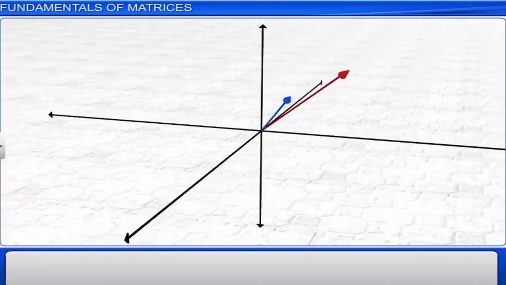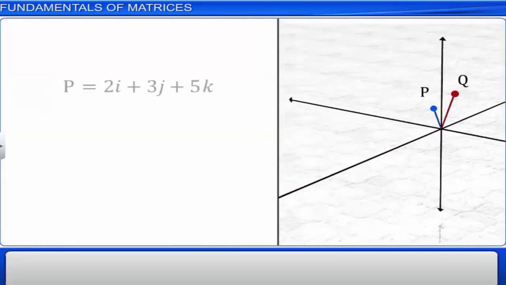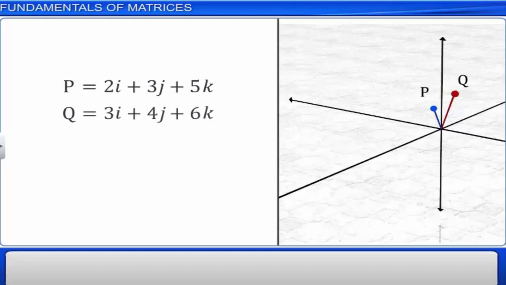Next, we will consider the two vectors P and Q in three-dimensional space such as coordinate space. Shown are the vectors in vector representation. The matrix representation can be written as shown.